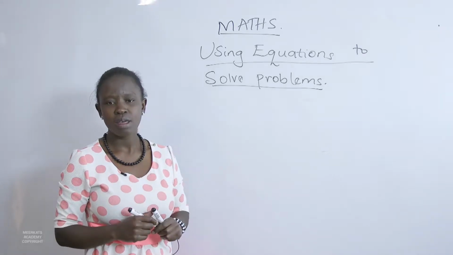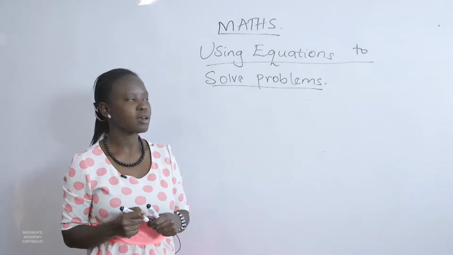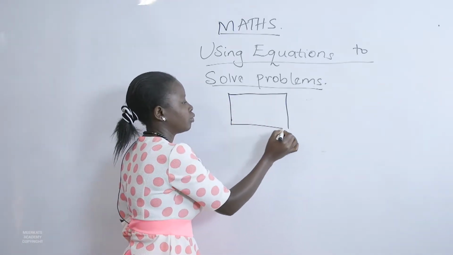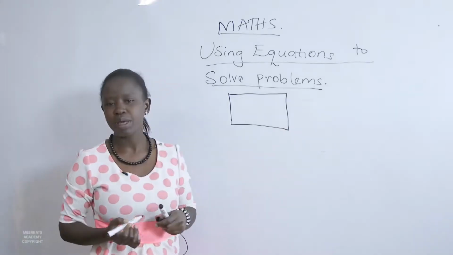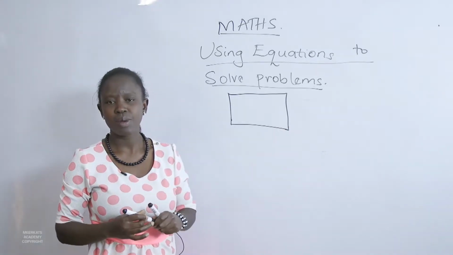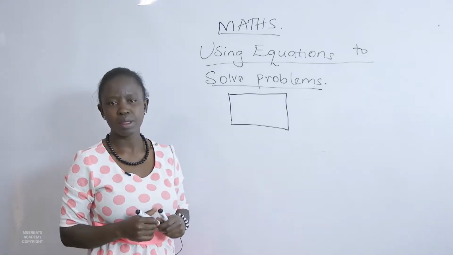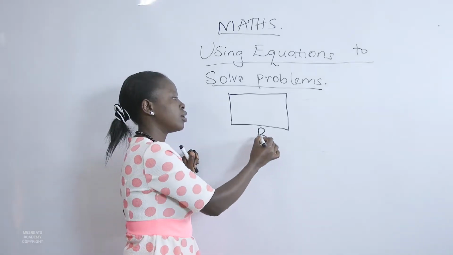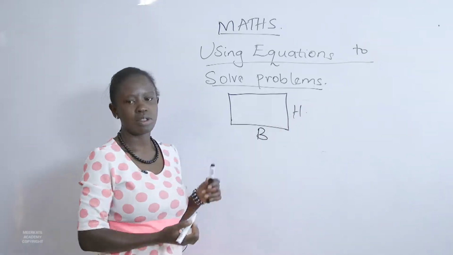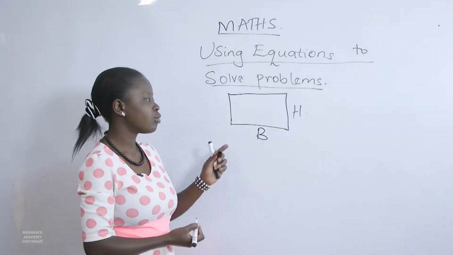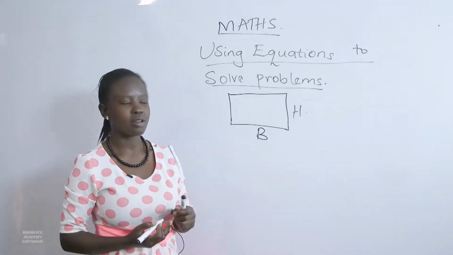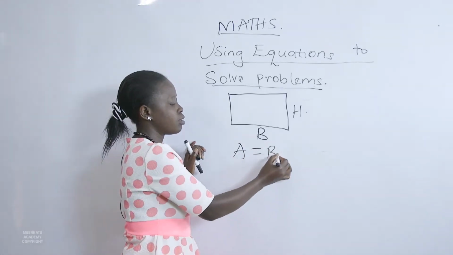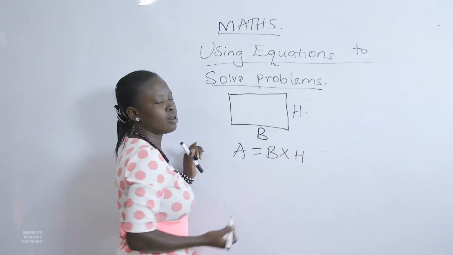So for instance, supposing you are having a figure like a rectangle. If this is my rectangle and we need to find maybe the area of that given rectangle, we know that this is the base and this is the height of the given rectangle. So that means the formula of finding the area of this given rectangle will simply be obtained by area is given by base times the height.